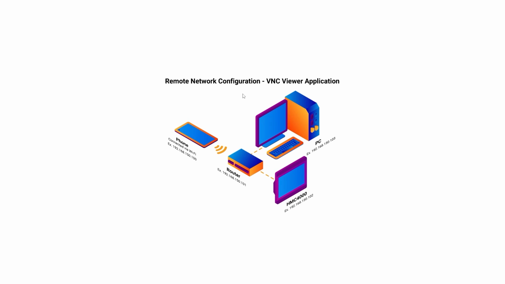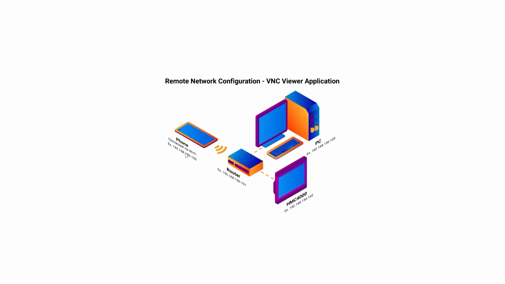Here is a diagram of the remote network configuration for the VNC Viewer application. So first let me say that the VNC Viewer application is only available for the HMC4000 series. Also, your phone, tablet, or PC must all be on the same network. You can either remote into the HMC using Wi-Fi or hardlined into a router using an Ethernet cable. This dotted line here represents an Ethernet cable, and of course this symbol is Wi-Fi.